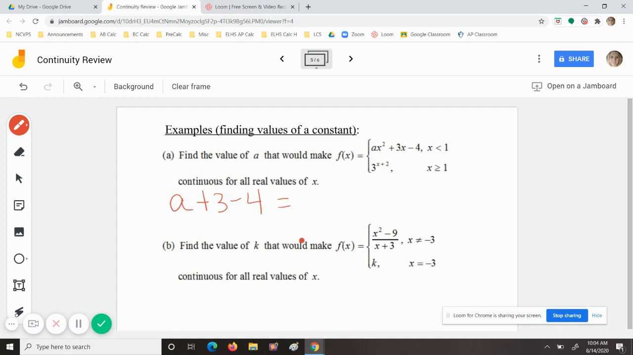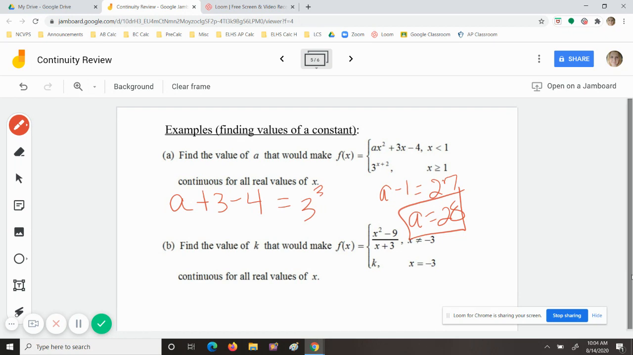Limit from the right, we're going to plug in 3 to the x plus 1 power, or x plus 2 power, excuse me. So if we plug in 1, that's 3 cubed. So now, all we have left for a variable is a, so we can solve. 3 minus 4 is going to give us minus 1, so we have a minus 1 equals 3 to the third power, which is 27. Add 1 over, so a has to be 28, and that would make that function continuous.